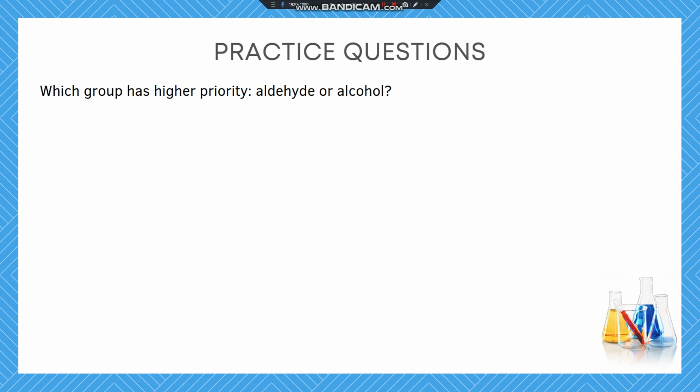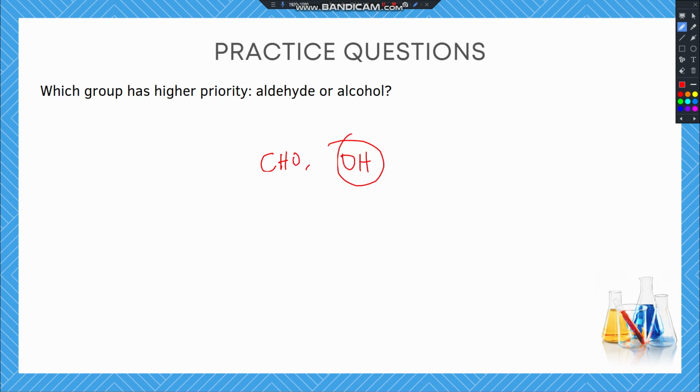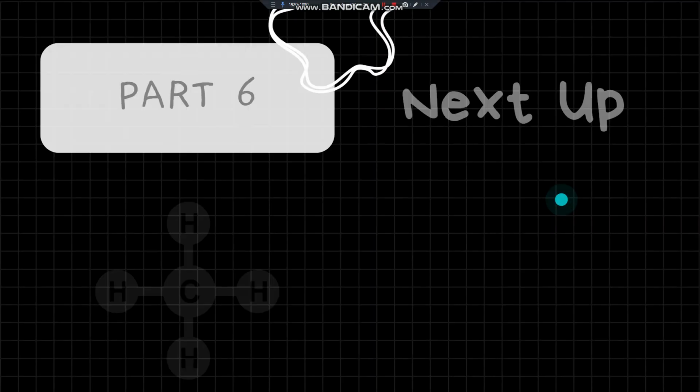comment section below. And then finally, here is the last question for you to deal with. Which group has a higher priority? Is it the aldehyde or the alcohol? If you have an organic compound that contains an aldehyde, CHO, and then you have alcohol inside the same compound, which one are you going to assign priority to? Is it going to be the alcohol or is it going to be the aldehyde? Let me know in the comment section below. I'll be waiting to receive your answers.